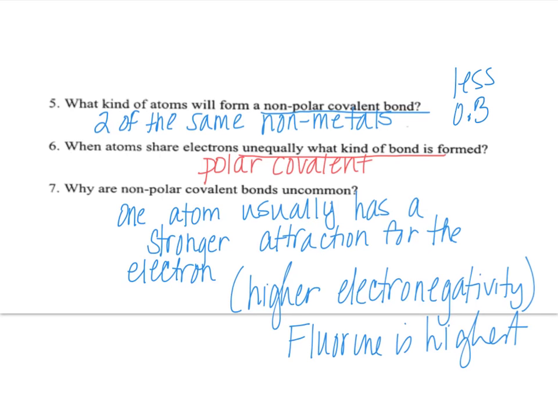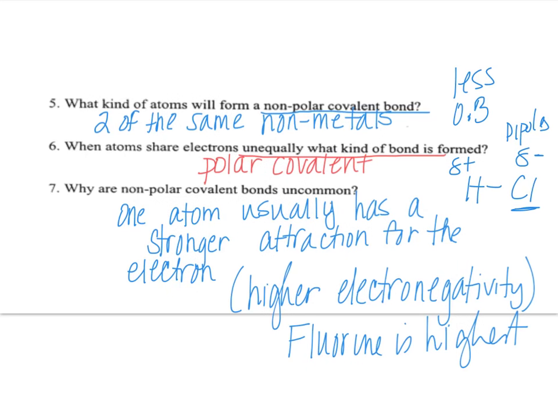Number 6 says, when atoms share unequally, what kind of bond do we have? And that is where we have the polar covalent. Remember, that is whenever we have a bond and this side would be slightly positive, this side would be slightly negative, because chlorine actually gets the electron more, and so it's slightly negative on that charge. We call those dipoles. They create dipoles.